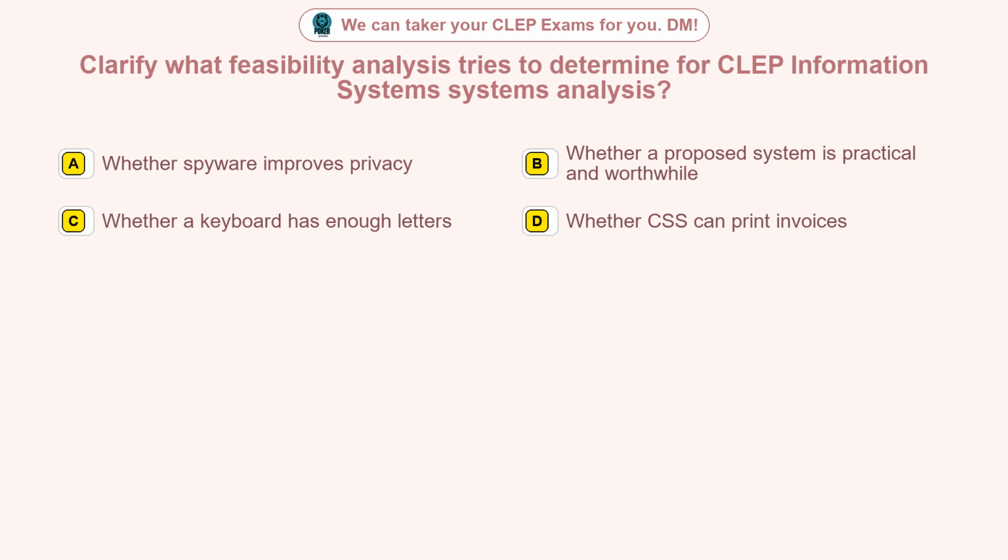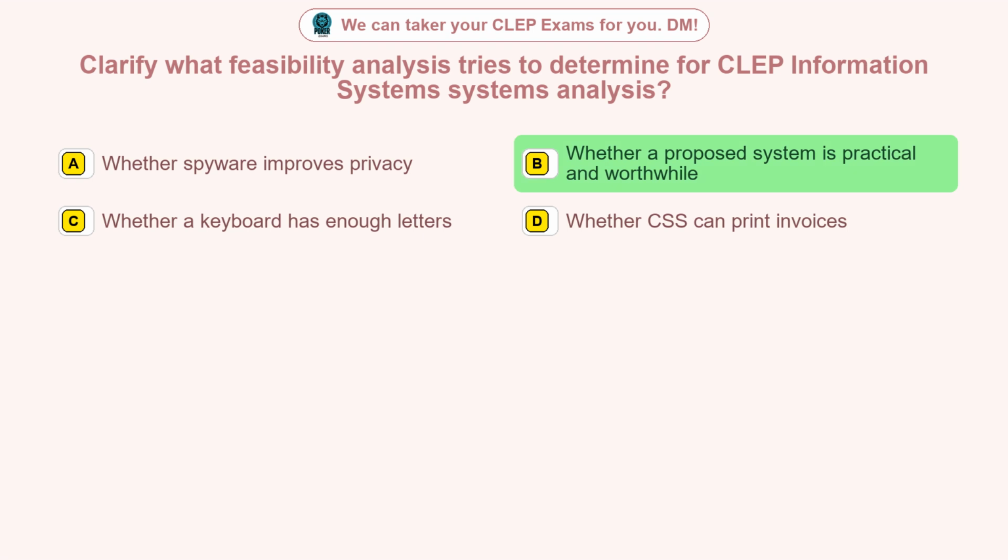Clarify what feasibility analysis tries to determine for CLEP Information Systems analysis. Option A. Whether spyware improves privacy. Option B. Whether a proposed system is practical and worthwhile. Option C. Whether a keyboard has enough letters. Option D. Whether CSS can print invoices.